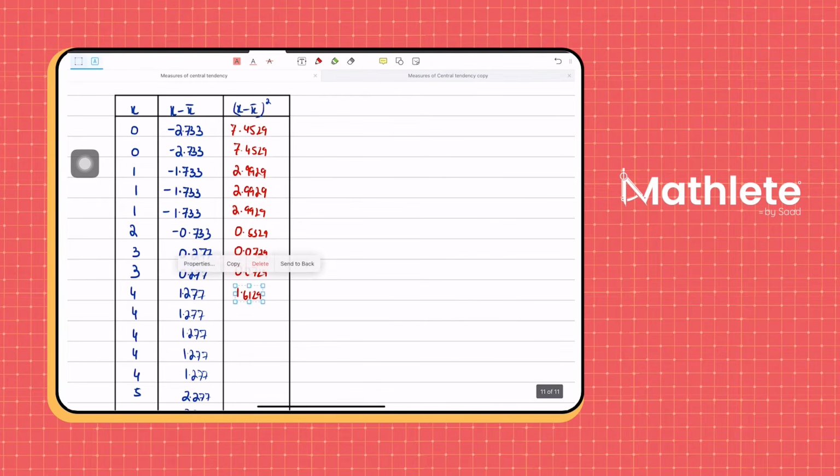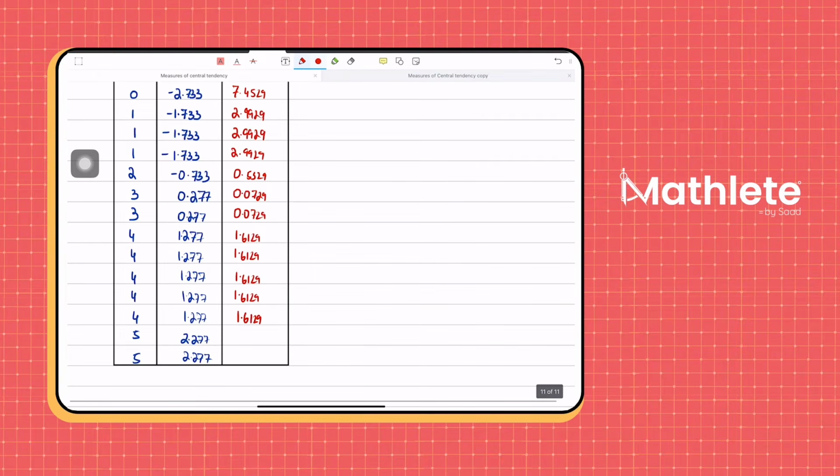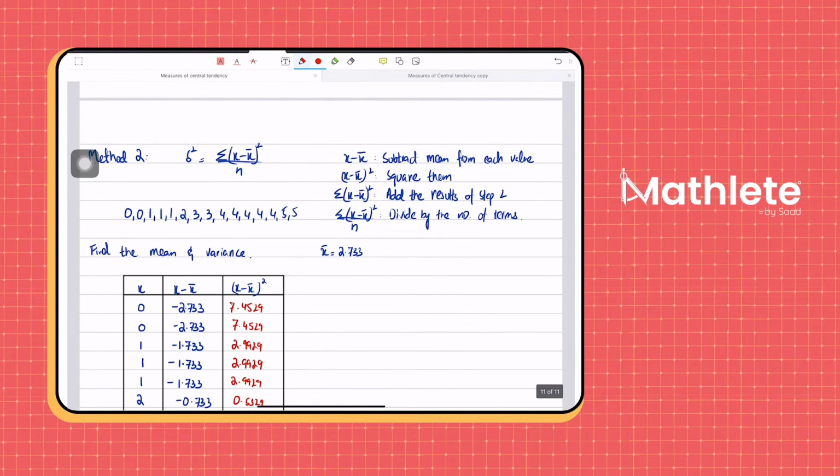Now, since we have so many of these, I'll just copy paste them. 1.6129, and then the square of 2.277 is going to be 5.1529, and then again 5.1529. So what have we done so far? We have subtracted the mean from all the values. We have squared them. Now what we're going to do, we're going to add them up.